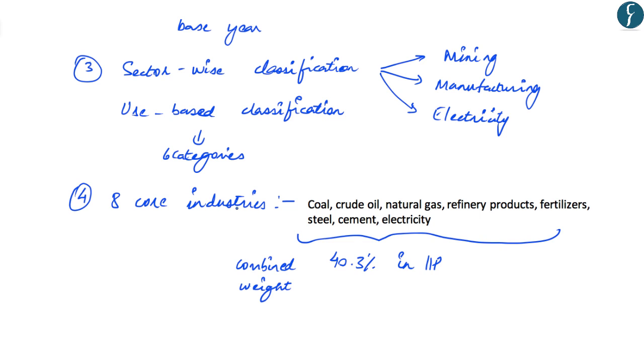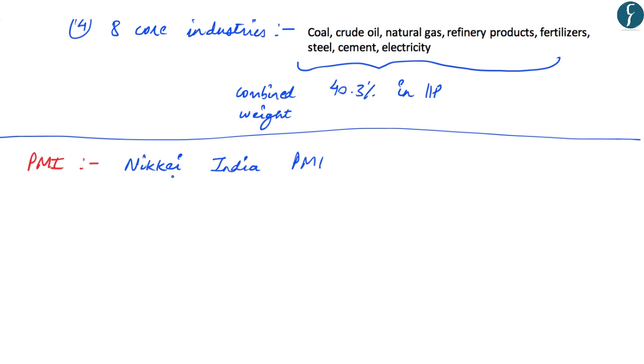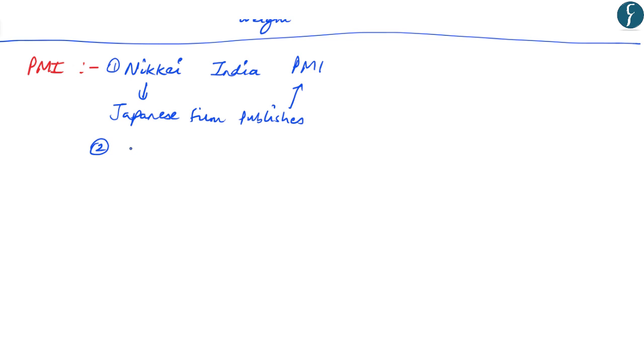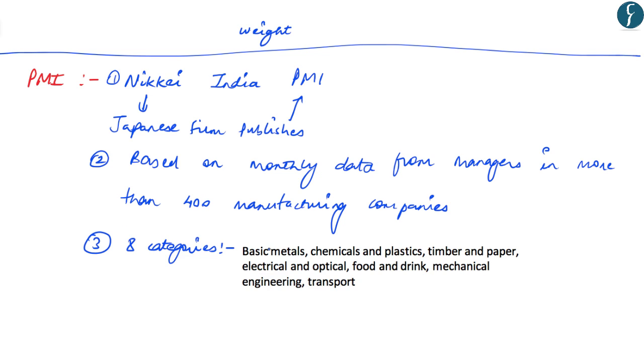Now let's come to how PMI is calculated. In the case of India, it is commonly called the Nikkei India PMI, and here Nikkei stands for the Japanese firm Nikkei, which publishes the PMI data for India. The Nikkei India PMI is based on monthly data from managers in more than 400 manufacturing companies. Also, PMI divides the manufacturing sector into 8 broad categories, and these categories are basic metals, chemicals and plastics, timber and paper, electrical and optical, food and drinks, mechanical engineering and transport.